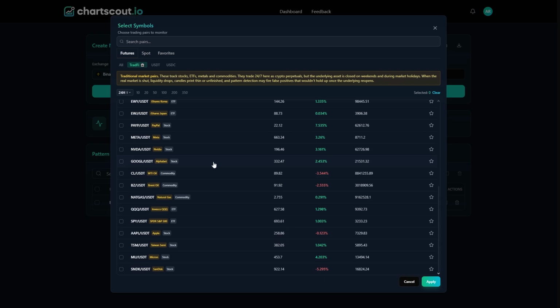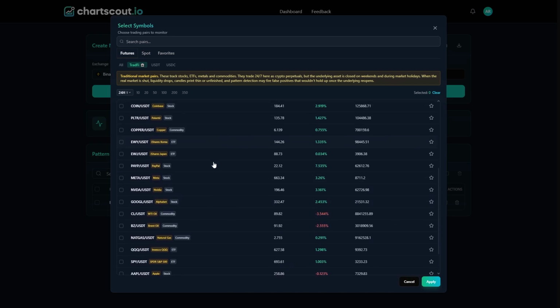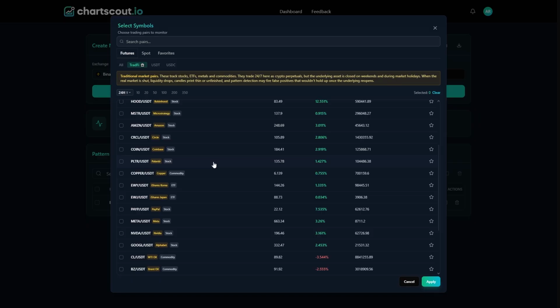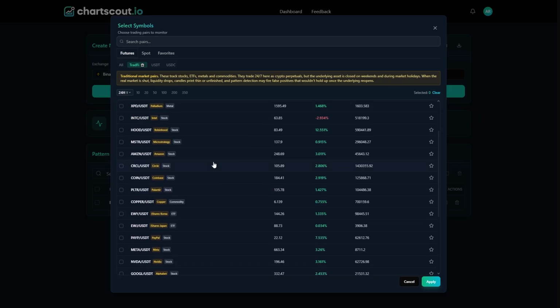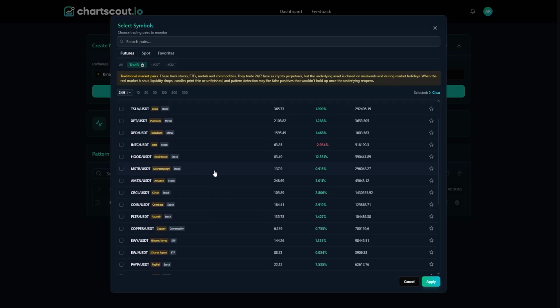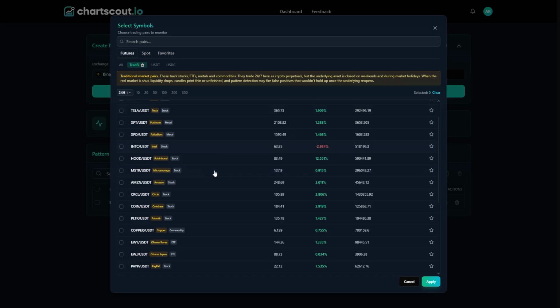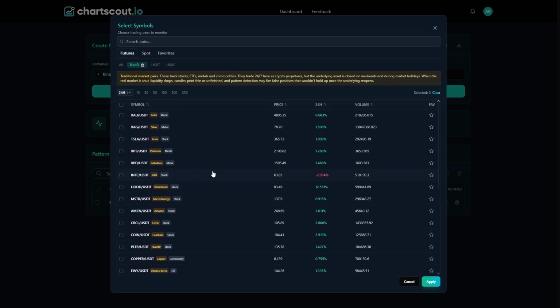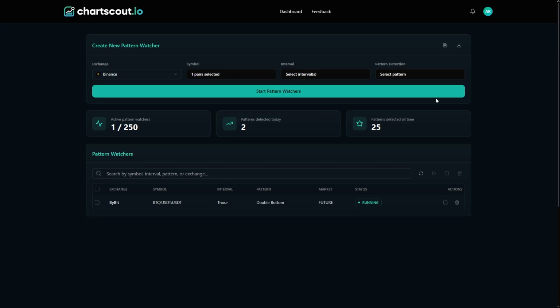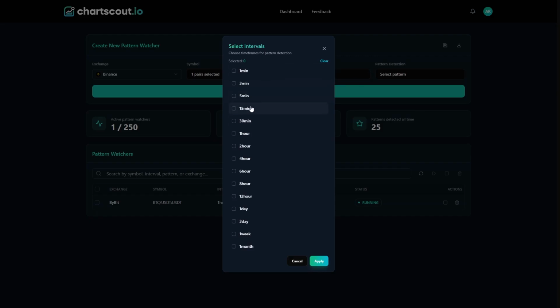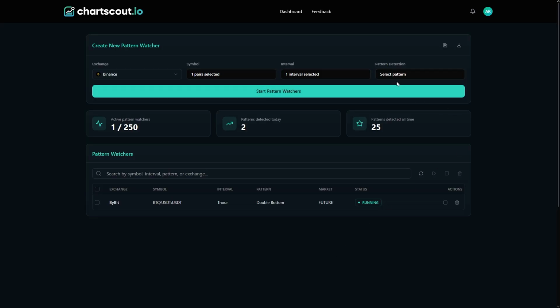The framing I use for this is, if it trades as a supported futures product on one of these exchanges, you can monitor it with ChartScout the same way you would any crypto pair. Same watcher logic, same alert system, same workflow. I am going to add a watcher for gold. Same exact process. Pick the pair, set the time frame, choose the pattern, start it.